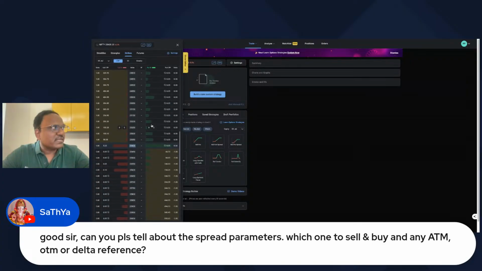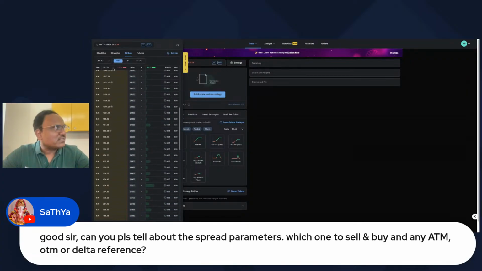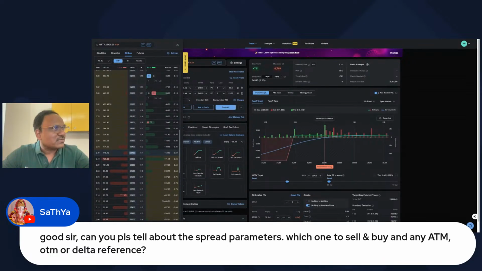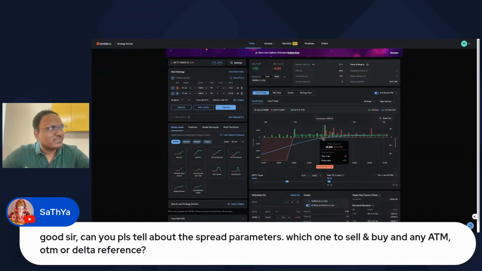So this is the bull put spread. Simply go here and then pick up this one. This is the highest OI. So you simply do this and then do this, and then that's all. You're good. So this shows how much percentage. This doesn't show any percentage.